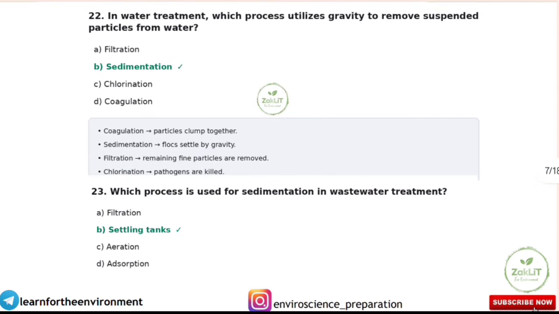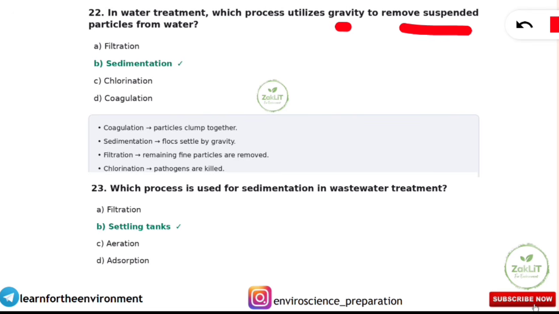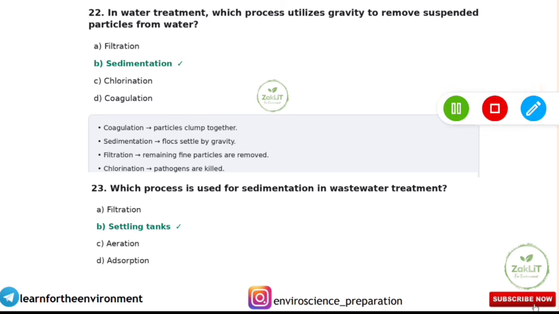Coming to the next question, in water treatment, I'm again coming with a question from that unit. In water treatment, which process utilizes the gravity to move the suspended particles from water? It is sedimentation technique. Yes, among the four options, sedimentation will be the correct option in this. So you should also know the other techniques and what they do for the wastewater or water treatment.